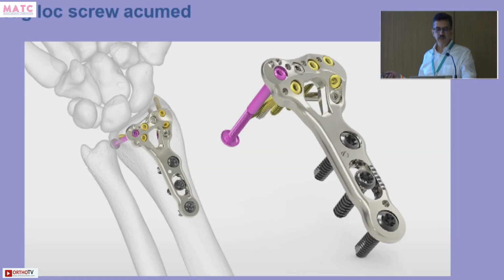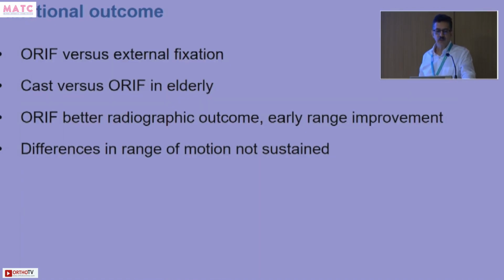So this is the frag lock screw which I was talking about. This particular part of the screw goes from the dorsal side, and this is a volar plate, and this part goes through the plate, and this part basically compresses from the dorsal side. So this is a frag lock screw, which can be used for achieving the reduction.